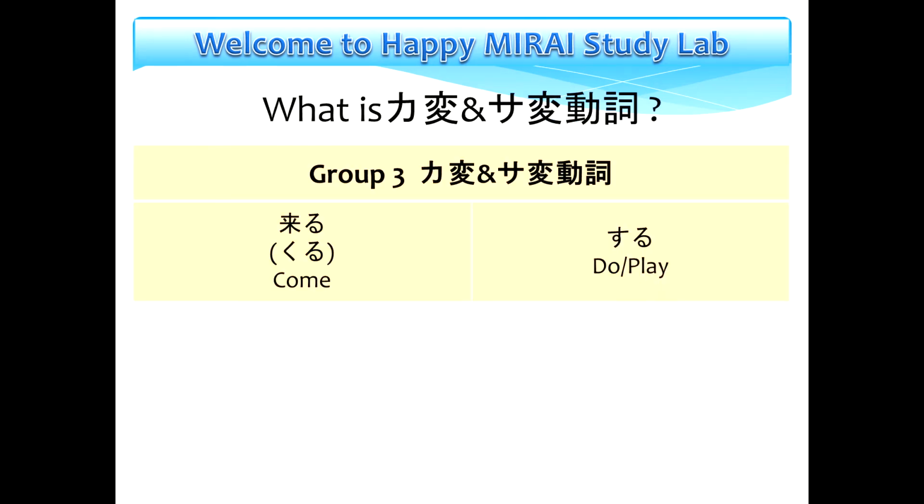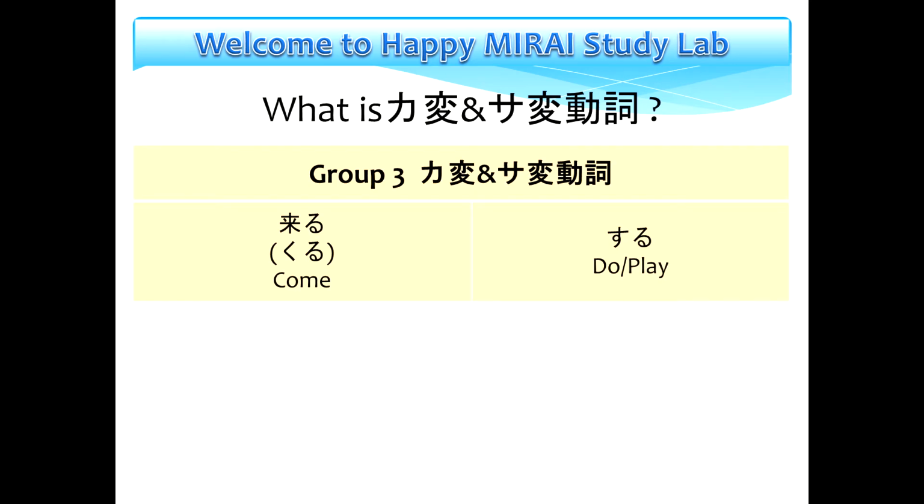Okay. Next. So what is kahen doshi and sahen doshi? This is actually very simple and straightforward. Kahen doshi is actually referring to the word kuru, come. Just this word, kuru, come. And then the sahen doshi is referring to the word suru, do or play, just this one. Okay, so those are the groups of the Japanese verbs.